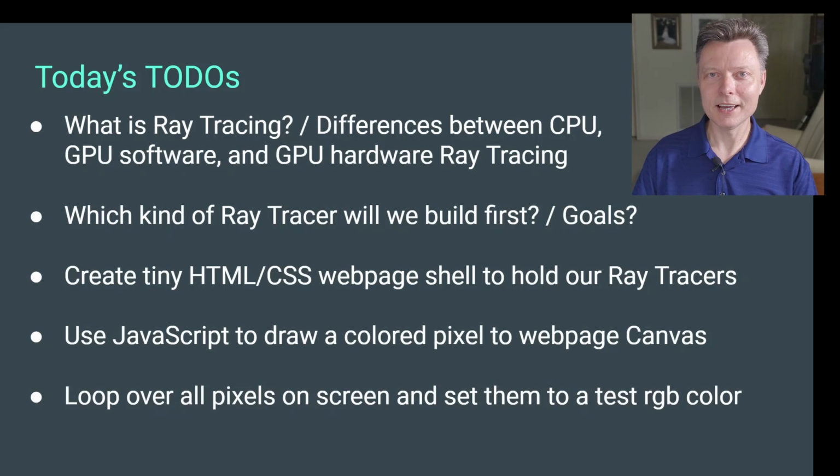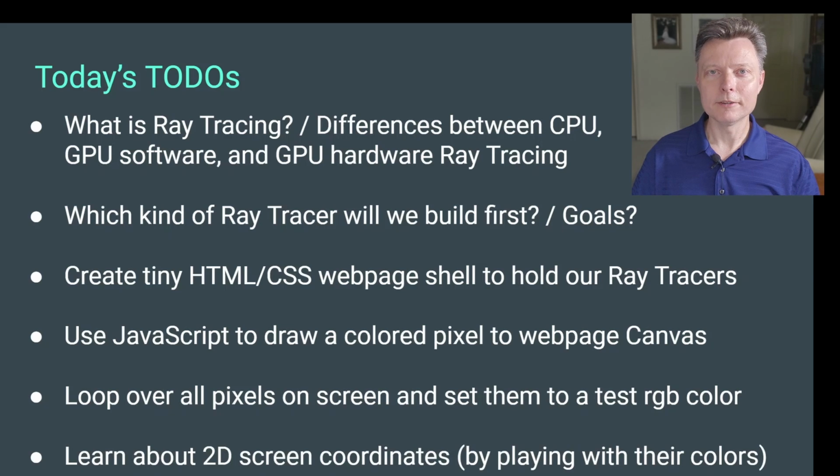Once we successfully have the first pixel on the screen, we can create a loop that loops over all the pixels on the screen and then sets each of them to whatever color we want. And finally today we'll take a look at 2D screen coordinates, which are simply the x-coordinate and the y-coordinate of your screen. And we'll play around with this idea of screen coordinates by changing each pixel's color depending on where it is located on the screen. So let's get started.